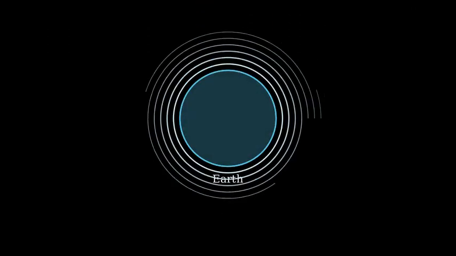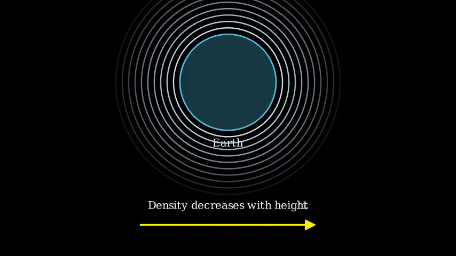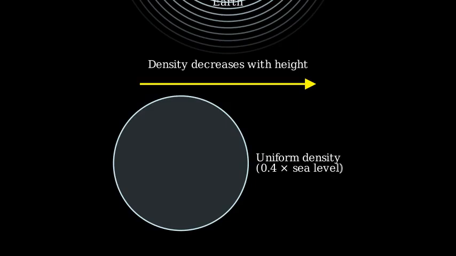Here's the Earth, and around it is our atmosphere. In reality, the atmosphere's density decreases as we go higher. It's more dense near the surface and gets thinner as we go up. But in our problem, we're asked to consider what would happen if the density was uniform throughout, specifically at 0.4 times the density at sea level.